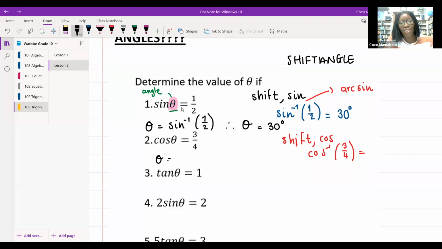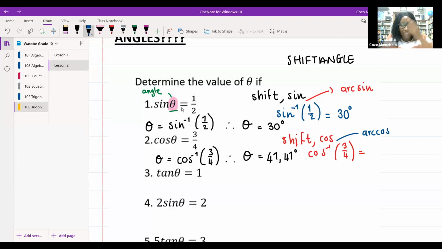Okay, theta is equal to cos^-1 of 3/4. And therefore, theta is equal to 41.41 degrees. Please don't forget the degrees. And remember, this shift cos is actually called arc cos. Okay, it's called arc cos.